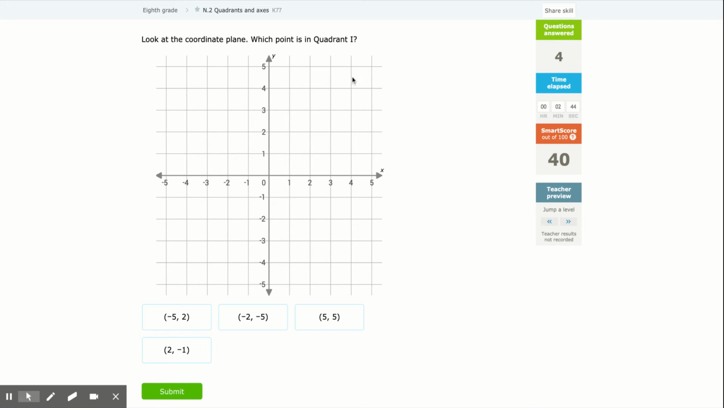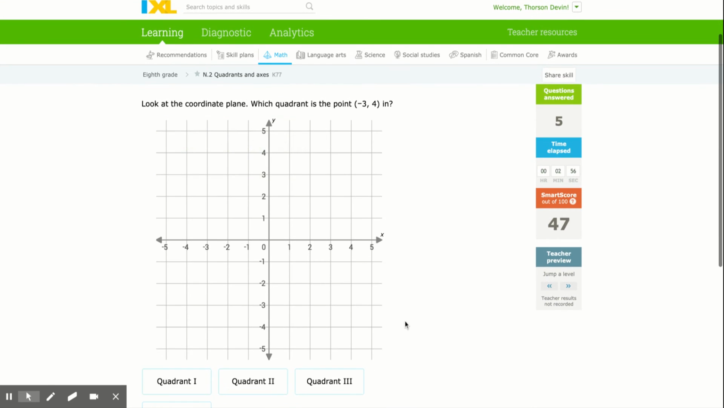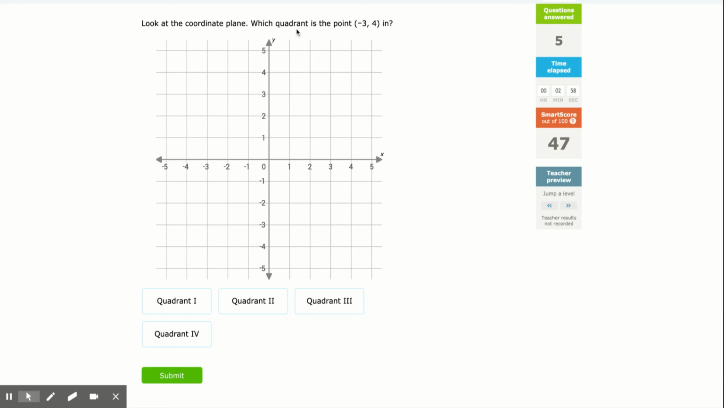Now, remember, quadrant 1, and this is what you're really hopefully learning, is that in quadrant 1, everything's positive. So I come down here. If I see any negative values, I know that's not quadrant 1. The only one that's both positive is this 5, 5. That's quadrant 1. Okay, which quadrant is the point negative 3, 4? Now, we could take the time to go over to negative 3 and up to 4, or we can learn that quadrant 2, x is negative, y is positive. X is negative, y is positive for quadrant 2.